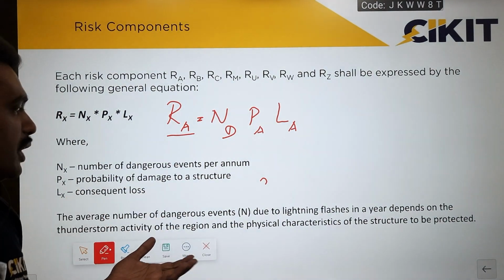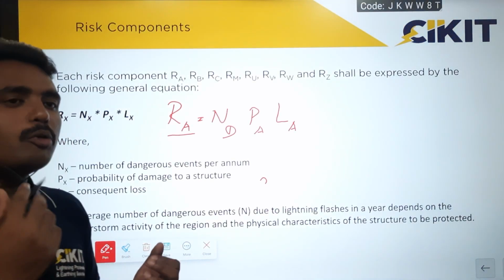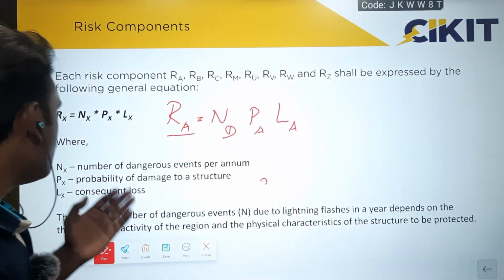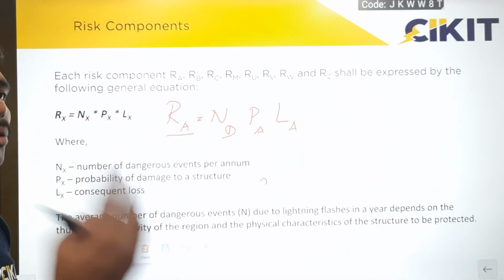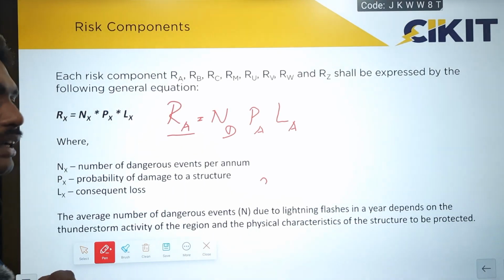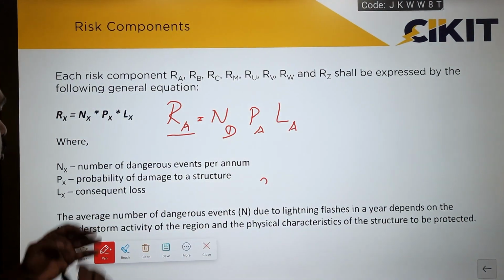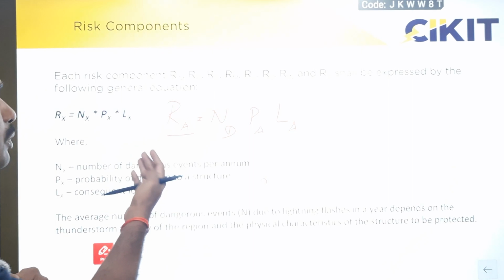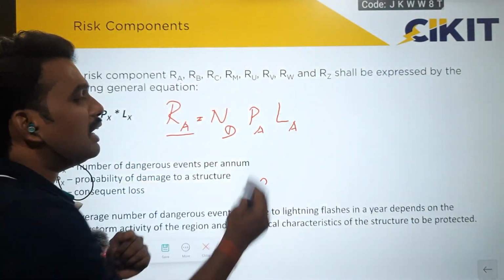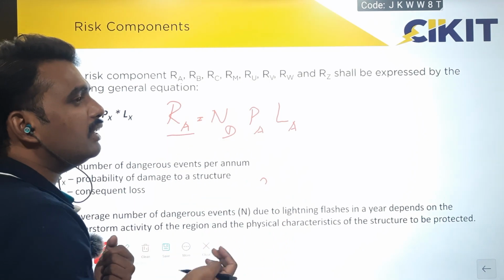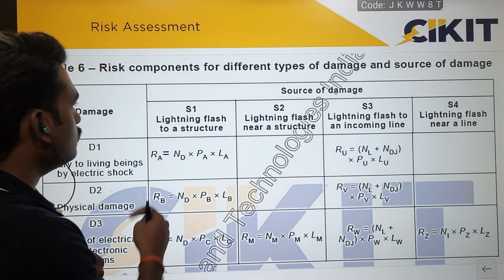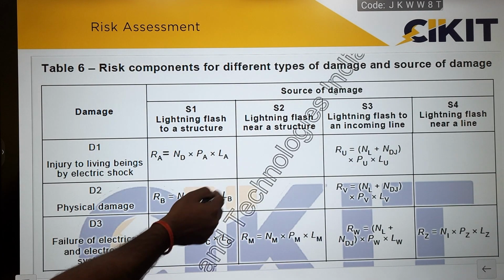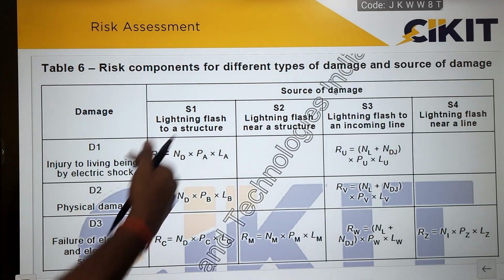The second one is the probability of damage. In the probability of damage, we will be considering the protection measures that were incorporated to reduce the damages due to lightning. And LX is, if lightning strikes, what will be the consequent loss that will be faced due to this lightning strike. That is the third, the consequent loss. The product of all the 3 components will be the risk component RA. Similarly, we have to calculate for each and every component, and add those components to find the value of R1. This is the formula for all the risk components RA, RB, RC, RM, U, V, W and Z. Based on this formula, we have to calculate those values.